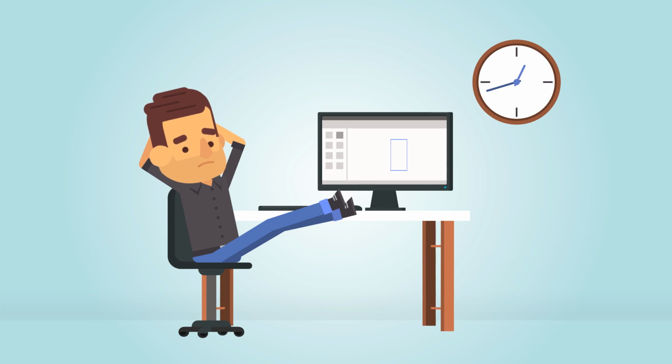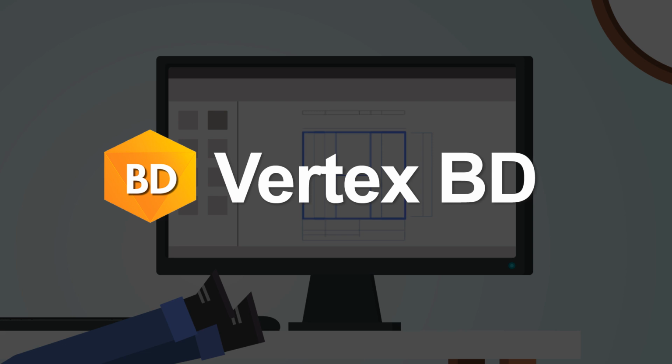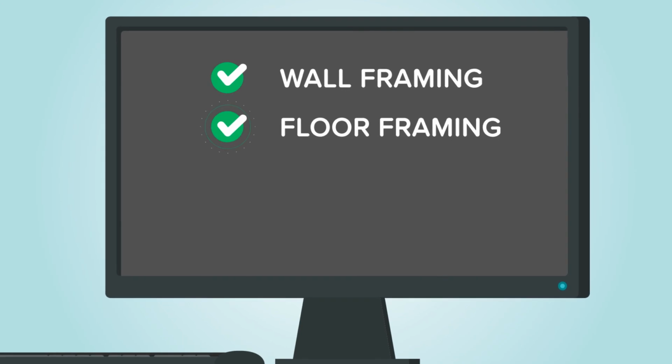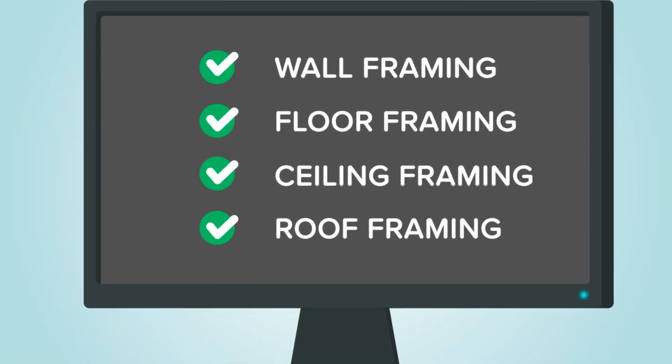But wouldn't it be great if you had a software that wasn't only built for that, but could also literally do all that work for you? Well, now there is! Meet Vertex BD, a one-of-a-kind CAD software. It automates the process of generating wall panel drawings with only a few clicks. And if you need to, it can also do the same with floor, ceiling, and roof framing.